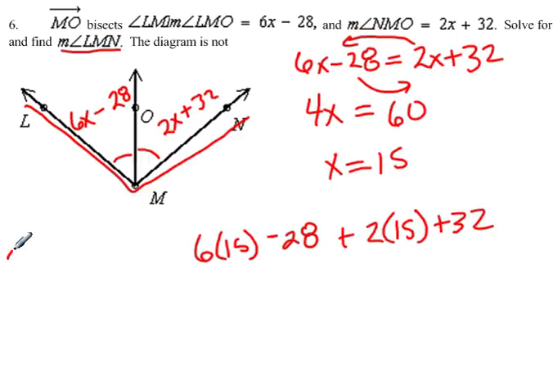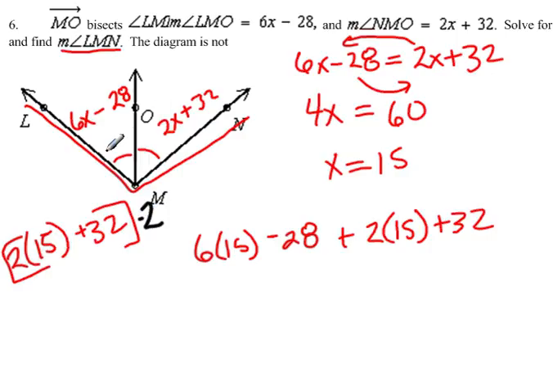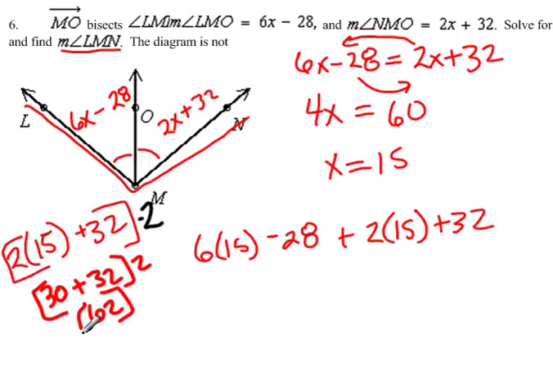Me personally, I'm going to look at one of my equations. I'm going to choose one of them. I'm going to solve it. Whatever I get for it, I am going to multiply it times 2. Since they are equal, that's the way I would do that. So that gives us 2 times 15 is 30 plus 32. That's 62. And this should have been brought down every time. Sorry. So now 62 times 2 gives us 124. So the measure of LMN is 124 degrees.